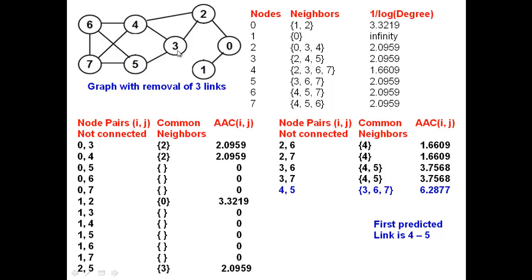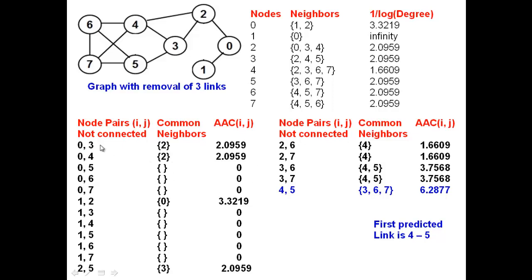Then 2 has a link with 3 and 4 but not with 5, 6, 7. And 3 has a link with 4 and 5 but not with 6 and 7. 4 does not have a link with 5 but has a link with 6 and 7. 5 has 6 and 7. 6 has a link with 7. Alright, so for each of the node pairs, find the common neighbors.